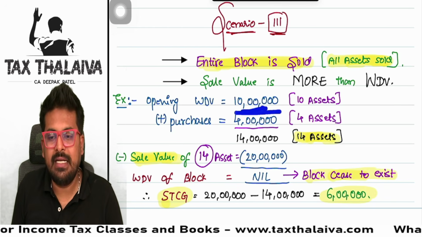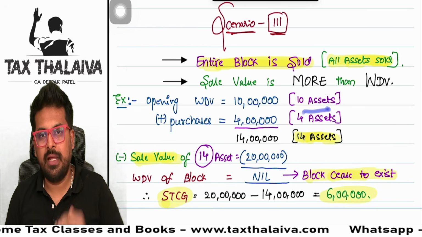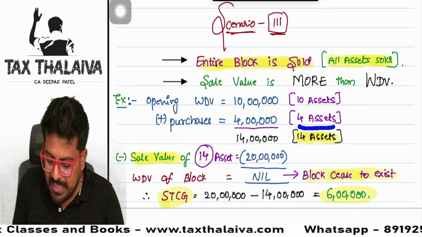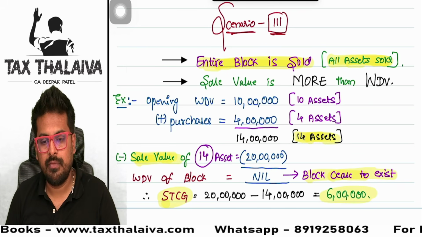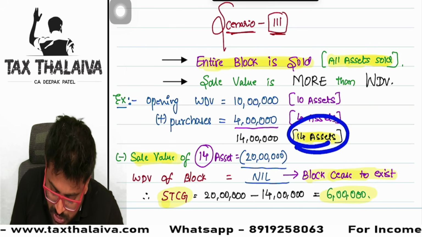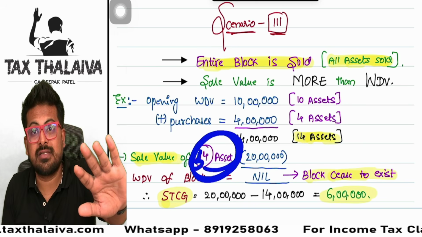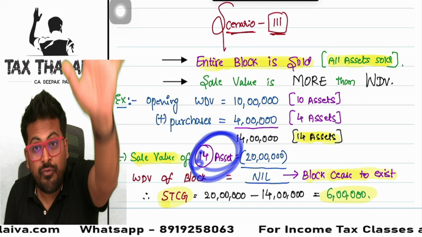Opening WDV you had 10 lakhs, 10 assets you had opening at the start of the year. 4 assets you purchased for 4 lakh rupees. Totally 14 assets you have. Out of 14 assets, you sold all 14 assets.